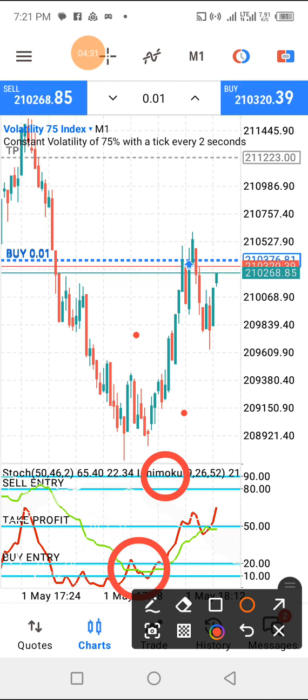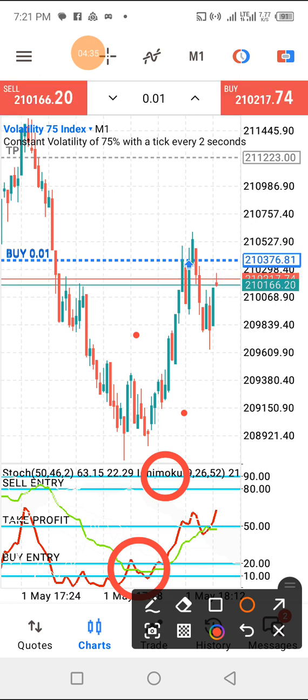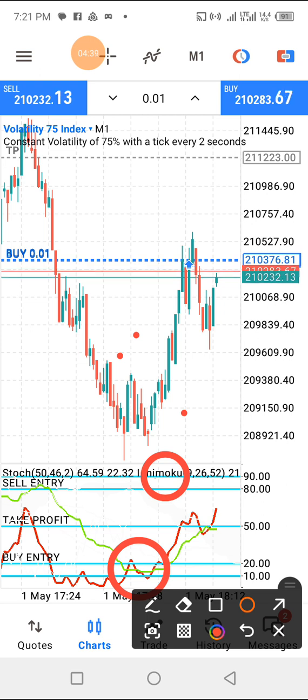You go as far as depositing huge money or probably little money into your account, and then you go and gamble with it. I have so many people coming to my inbox asking me to trade for them, to give them signals. I told them no.